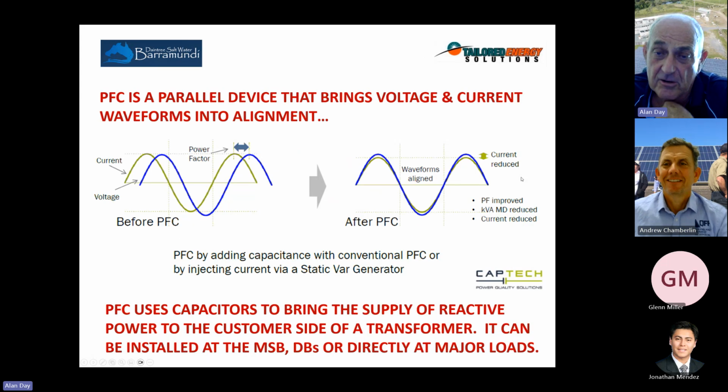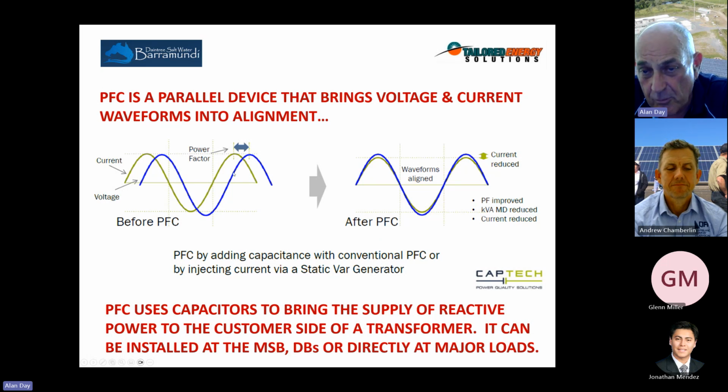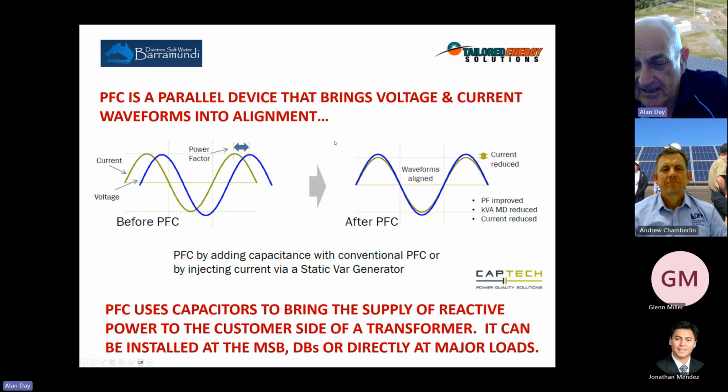So power factor correction basically uses capacitors to bring these back into alignment. I want to make the point that this only happens where you put the power factor correction. At the motor, it's still generating reactive power to make the motor run. So what we're trying to achieve with power factor correction on the site is basically to bring that supply of reactive power inside to your property rather than coming through the Ergon transformer.